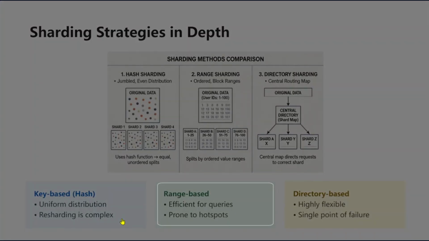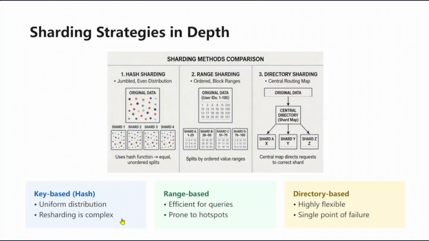Next is range-based sharding, which is like sorting an encyclopedia by volume. It's incredibly efficient for range queries like finding all transactions between January and March. But as we discussed on the previous page, this is where you really have to worry about hotspots. If everyone is accessing the current month shard, that server will struggle while the others sit idle.